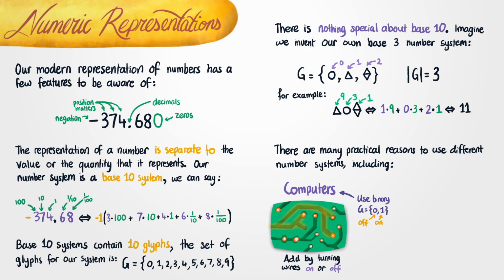Another very practical reason to use another number system is when you're talking about color. The usual thing to do when talking about color is to use a base 16 number system like this one over here. Because a base 16 number system needs more glyphs than the base 10 system, we actually have to invent our own glyphs.